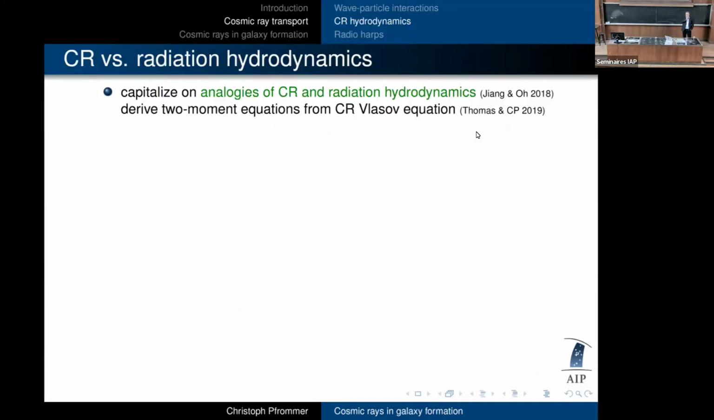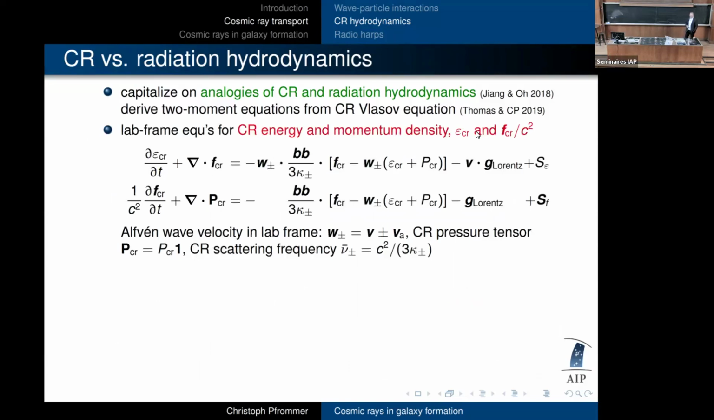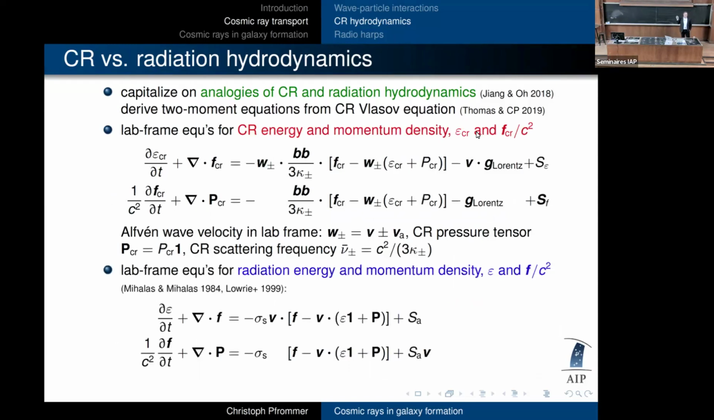Now, taking these ideas, the analogies of cosmic radiation hydrodynamics, we derived a two-moment system for cosmic ray propagation, starting with the cosmic ray Vlasov equations. And that's the resulting lab frame equations for the cosmic ray energy and the cosmic ray flux. So before I discuss all these details, let me just flesh out the radiation hydrodynamics equations. And you can see the two look very much alike.